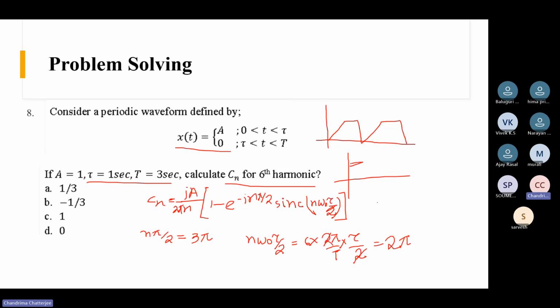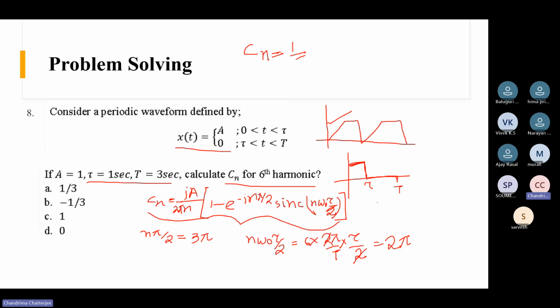So first this is A, then this is 0. So till the point tau it is A, then this is 0. So this generalized expression was for this kind of waveform. But here it will be a bit different. It will not be this. So here Cn you can simply find out. So this is easier than the previous one.